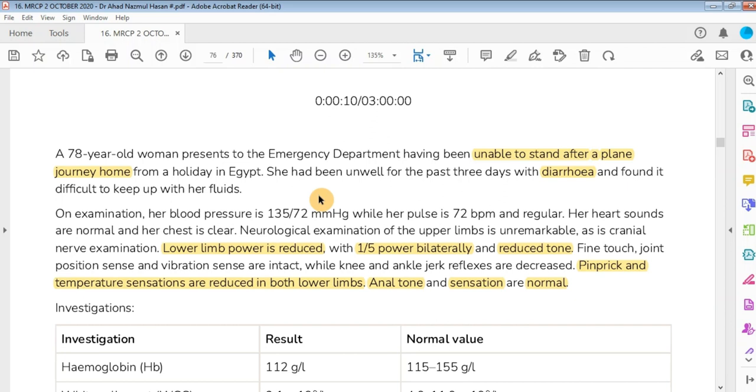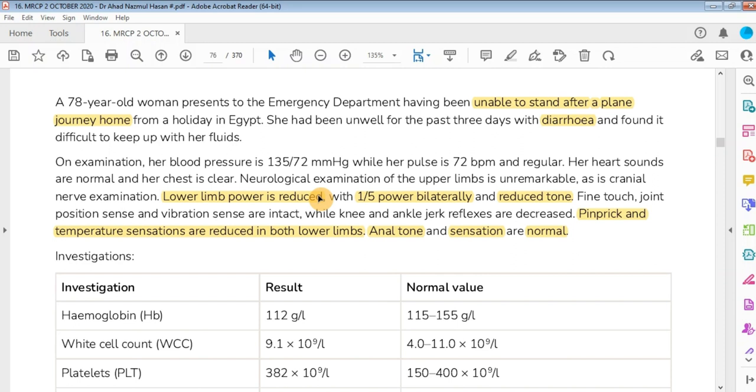A 78-year-old woman presents to ED having been unable to stand after a plane journey home from a holiday in Egypt. She had been unwell for the past 3 days with diarrhea and found it difficult to keep up with her fluids. On examination, BP is 135 by 72, pulse is 72 and regular, heart sounds are regular and normal.